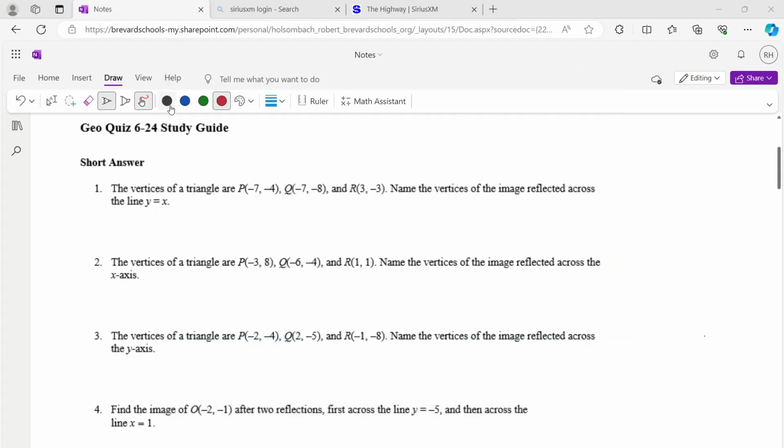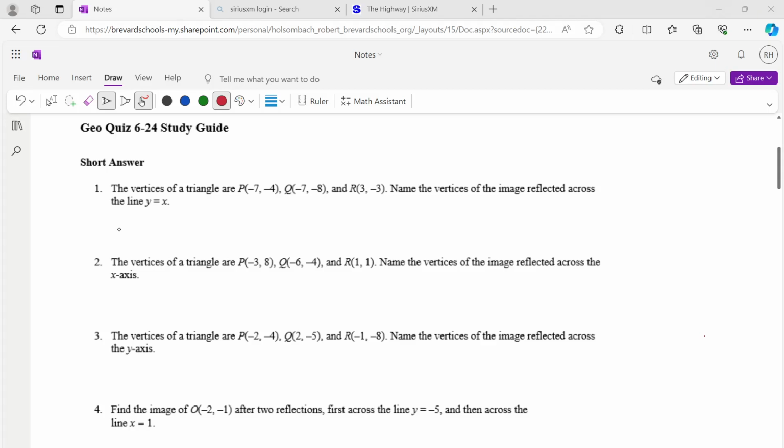All right, so today we're going to do your study guide for quiz 6-24. Take your quiz on Thursday, and then on Friday, you'll be working in the Alex app, and your work in the Alex app will be for a grade. So please take it seriously.